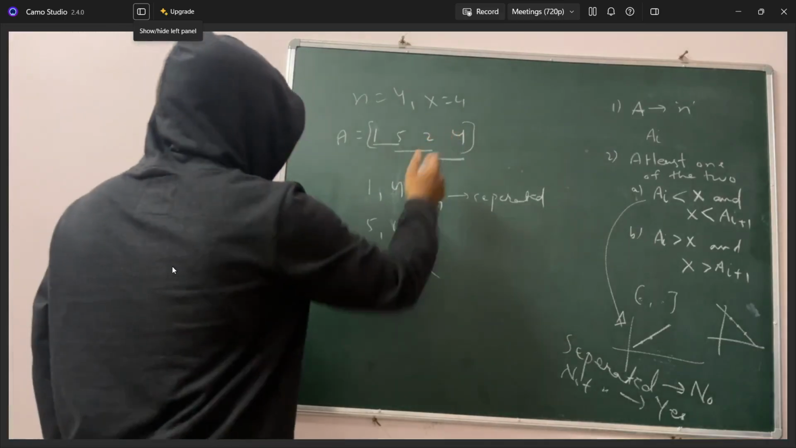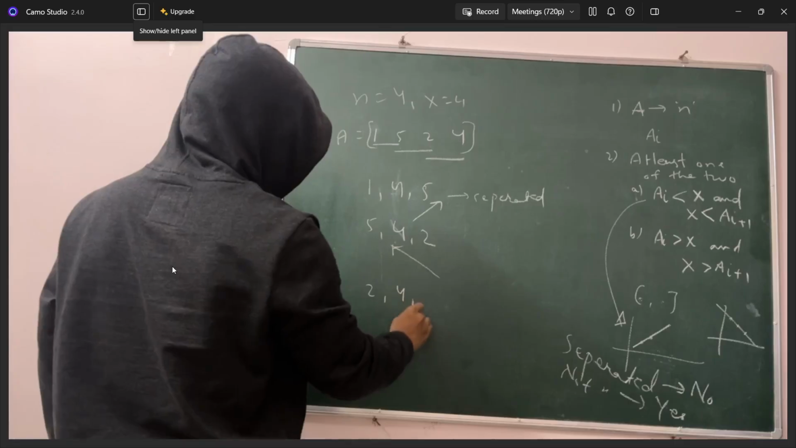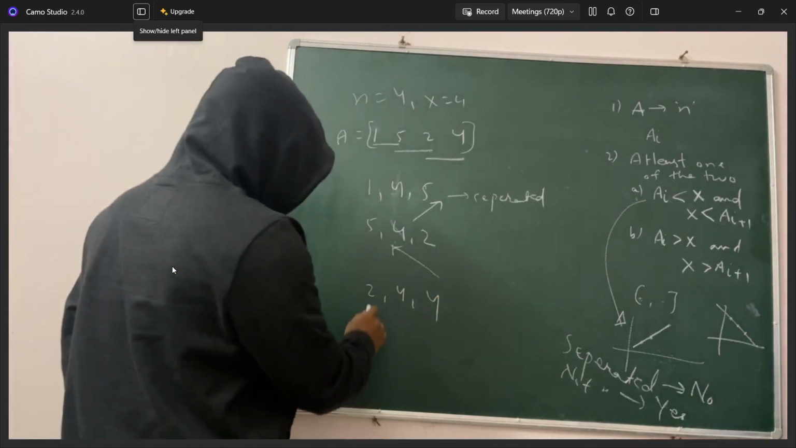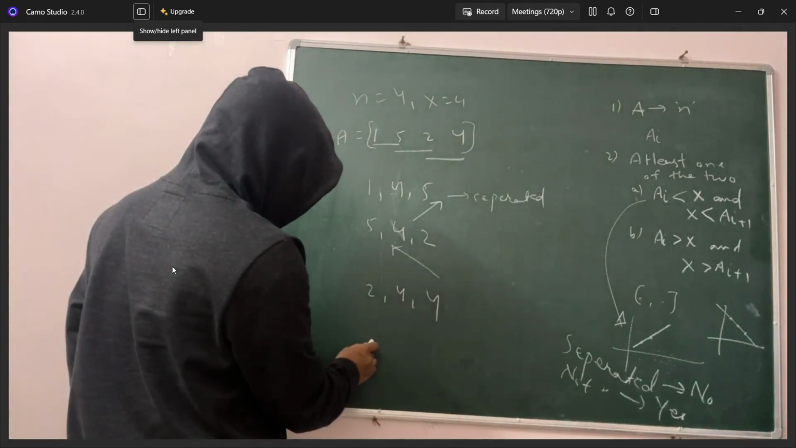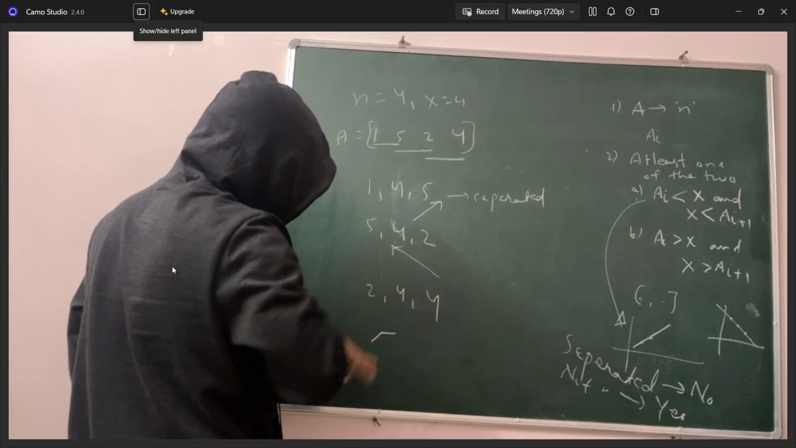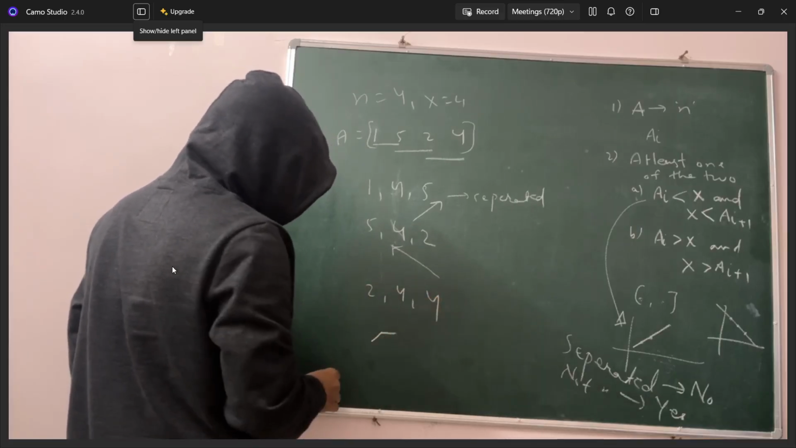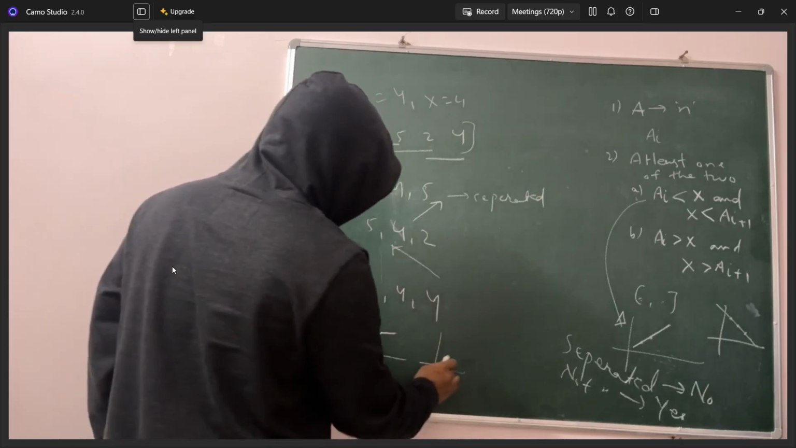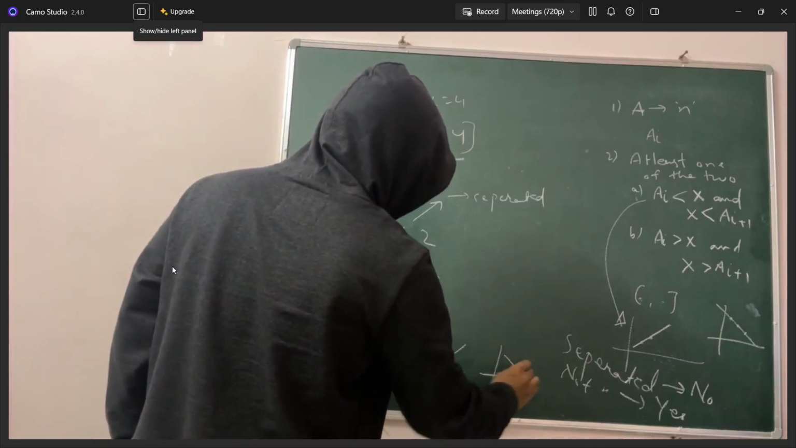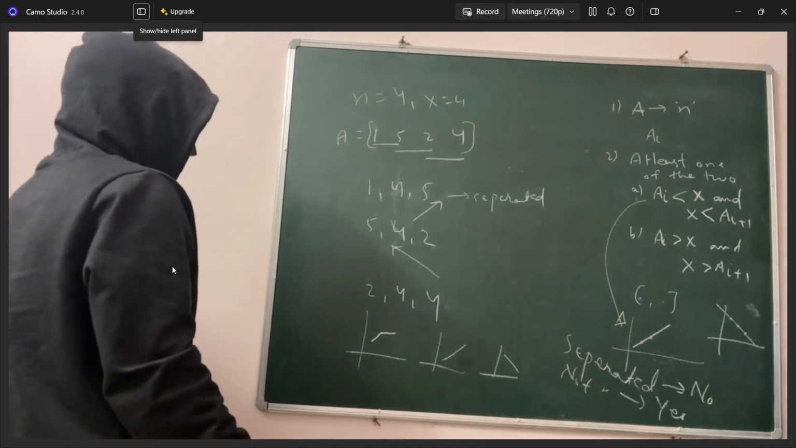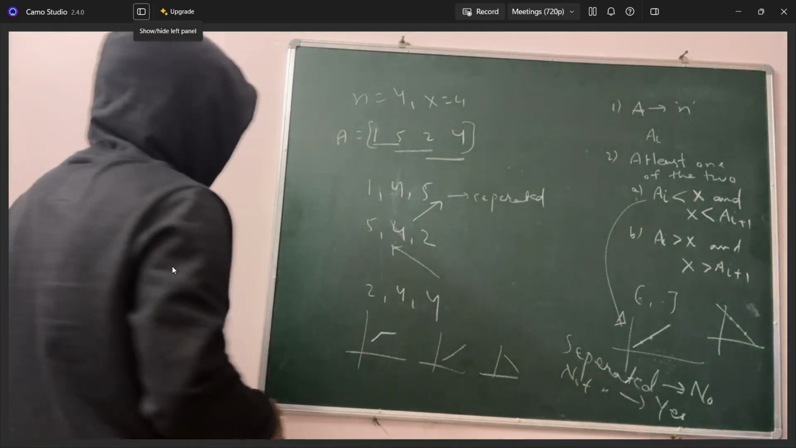Now in case of 2 and 4, it is not valid. Why? Because see, here it will be 2 is lesser, 4 we have got, and then this is getting constant in case of the graph. But it shouldn't be the case. They have asked it should be either this or this. So it is not strictly greater, that's why.